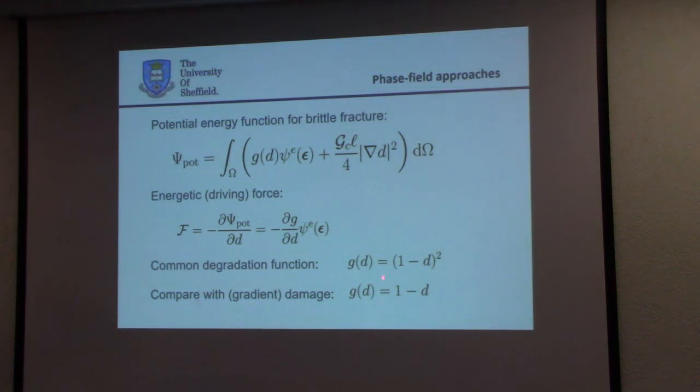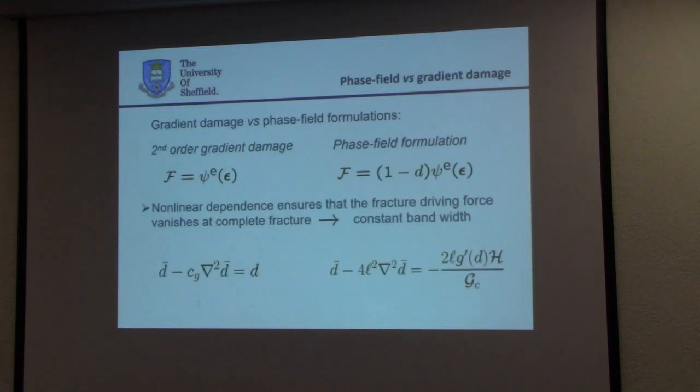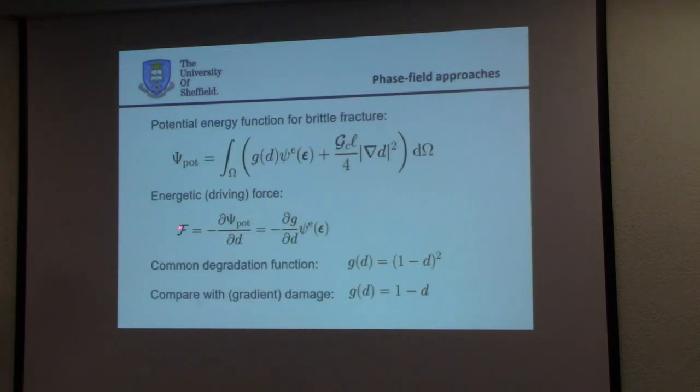This is one of the differences with gradient damage. Typically we have this 1 minus omega or 1 minus d, and there you get some differences. So here you see them together. Here you have what you would get for your driving force when you have gradient damage. Remember, this is your driving force.